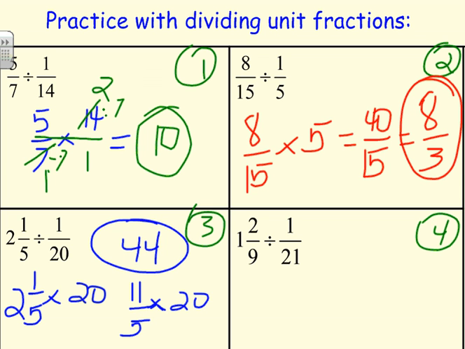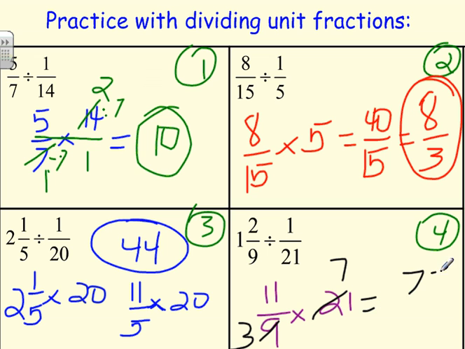And finally, 1 2/9 divided by 1/21. We know we need to change the mixed number into an improper fraction. So that is 11/9 times 21. I'm going to go ahead and cancel a 3 from the 21, make that a 7, and a 3 from the 9, because it's from numerator and denominator, make that a 3, and we eventually get 77/3. If you want to change this into a mixed number, that is 25 2/3.